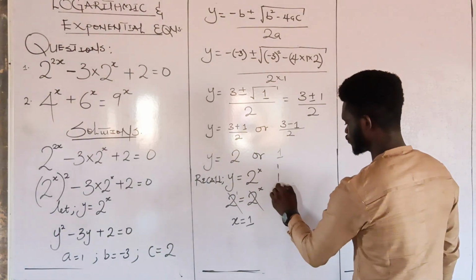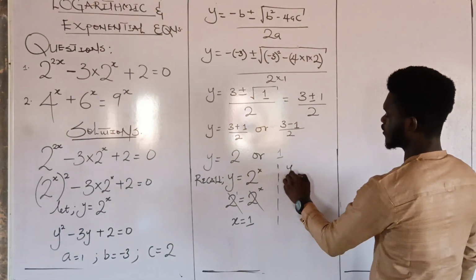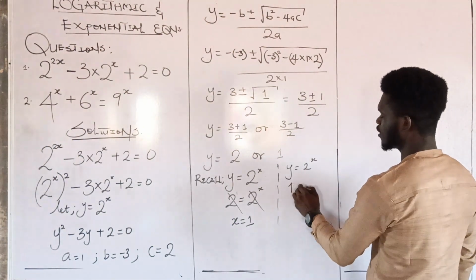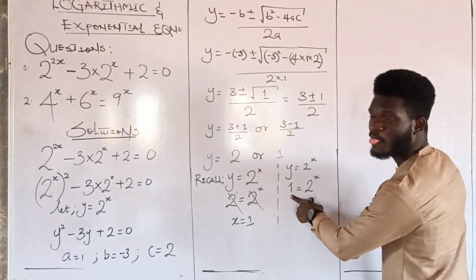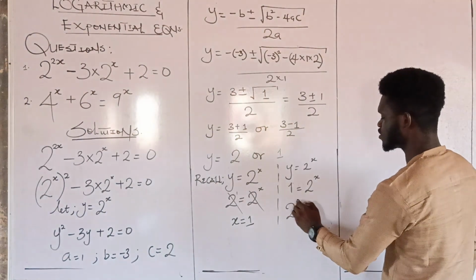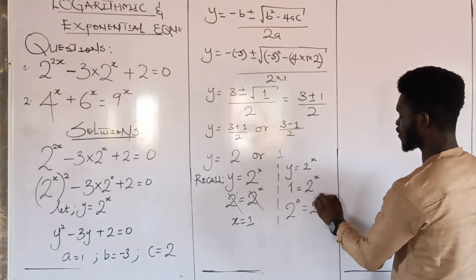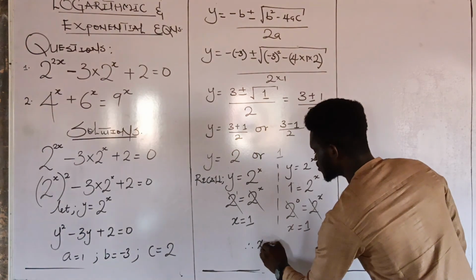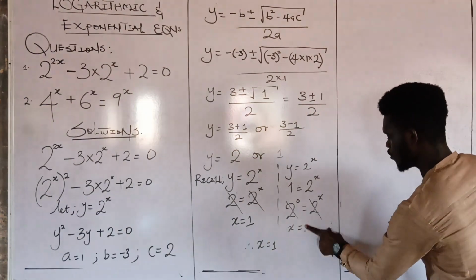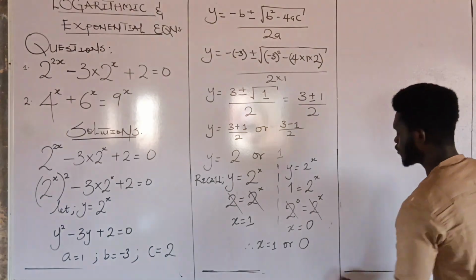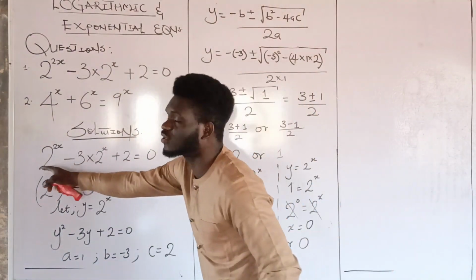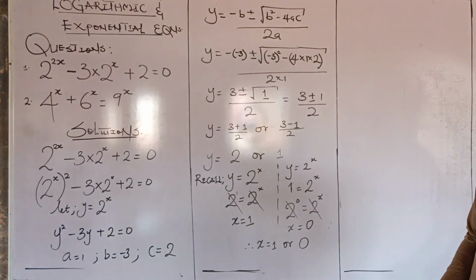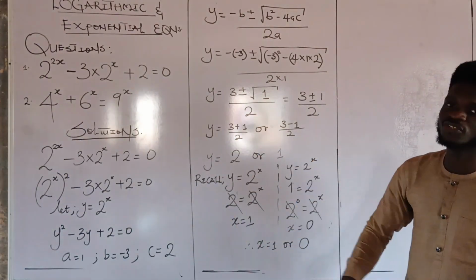Also, do not forget that y is equal to 2 raised to the power of x. But if y is equal to 1, we put the 1 there, 1 equals 2 raised to the power of x. What is 1? Any number raised to the power of 0 is 1. So we can say 2 raised to the power of 0 is still 1, then it equals 2 raised to the power of x. So what does 2 do? Cancel 2. And we have that x is equal to 0. So x for this question has 2 values: x can either be 1 or x could be what? Could be 0. So that's how to solve that question very, very quickly.